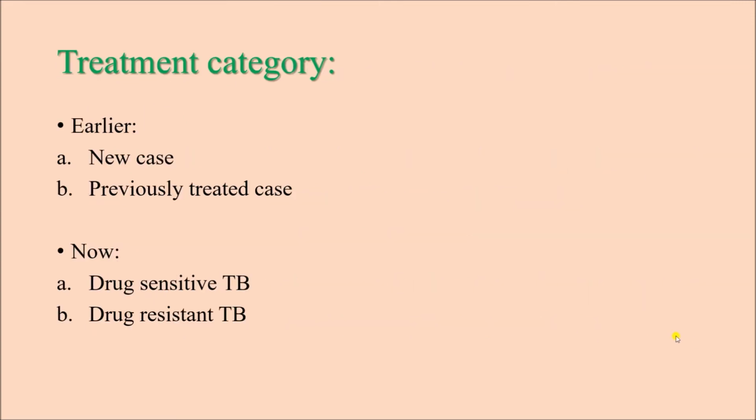Now coming to treatment category, this is very important, and I have seen students still making mistakes even in recent years. So earlier we had new cases and previously treated cases. Now we do not follow this classification. Now we have drug sensitive tuberculosis, that means the bacteria is sensitive to the first line drugs, and then we have drug resistant tuberculosis.